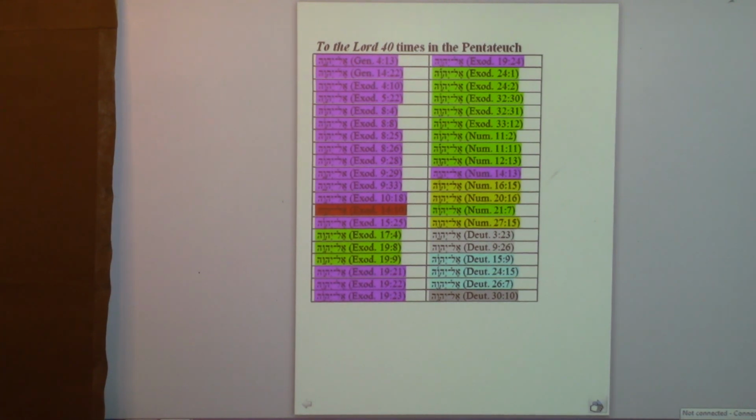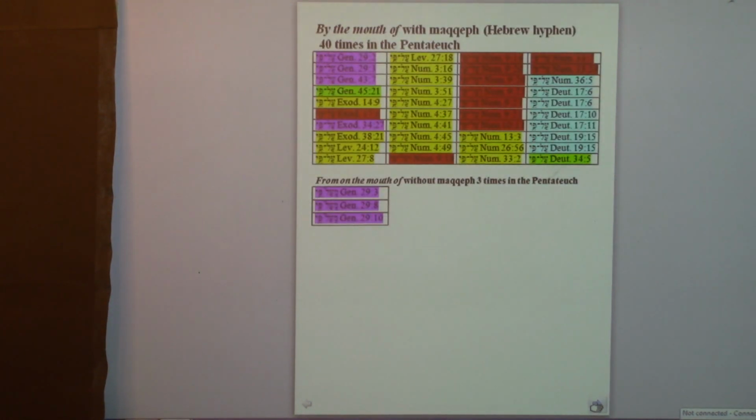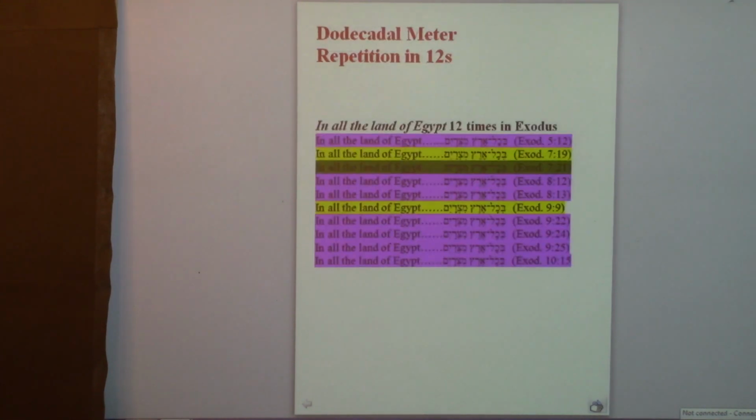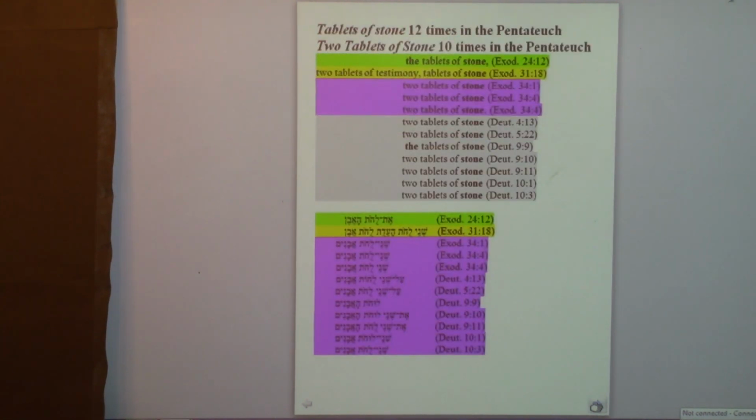To the Lord, exactly 40 times. By the mouth of. Now, we're talking about a certain kind of phrasing with what looks like a hyphen, and here we have 40 times. Dodecadal meter, 12 times. In all the land of Egypt, exactly 12 times. Tablets of stone, 12 times. Two tablets of stone, 10 times inside the phrase tablets of stone. So you've got overlapping meter of 10 and 12, or dodecadal and decadal.